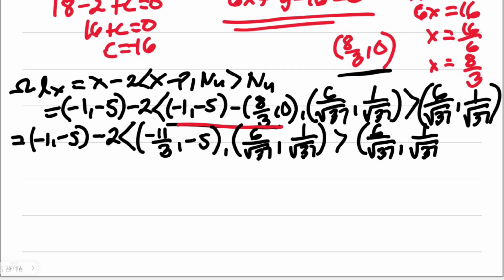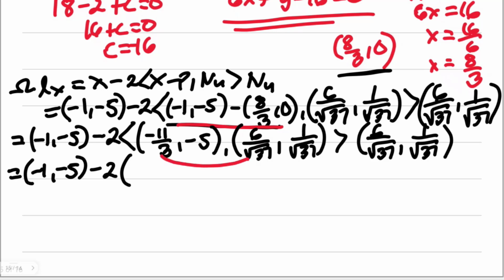Again, our unit normal vector has a radical expression in the denominator. Please do not be confused with that. Later on, there will be a process that will actually simplify that. So this is actually -1, -5 minus 2 times. The inner product is when you multiply the components and you add.